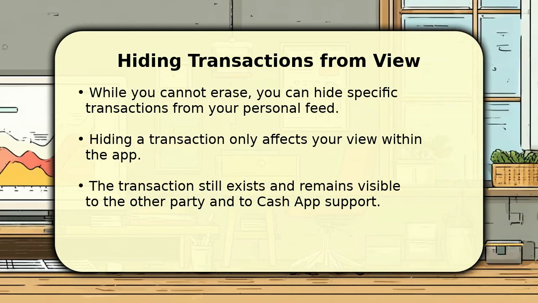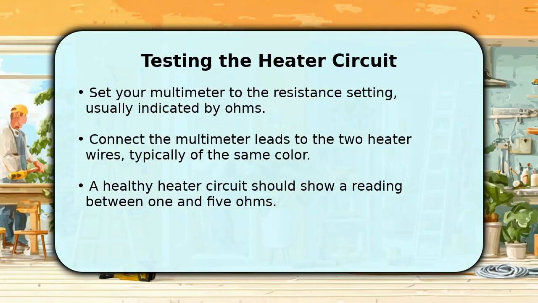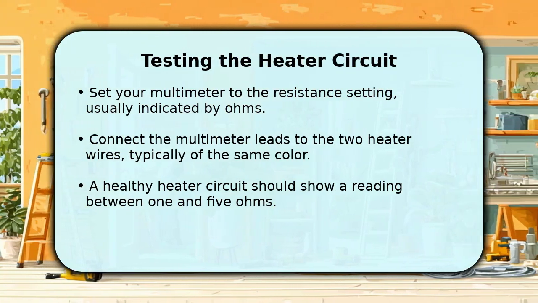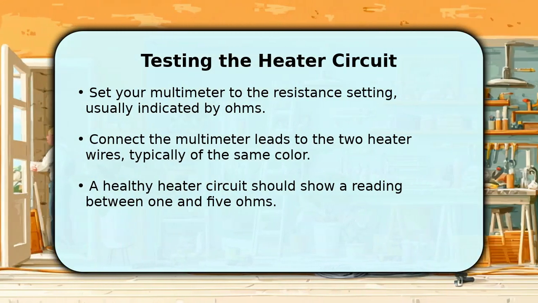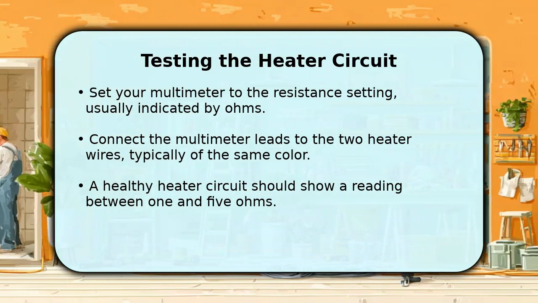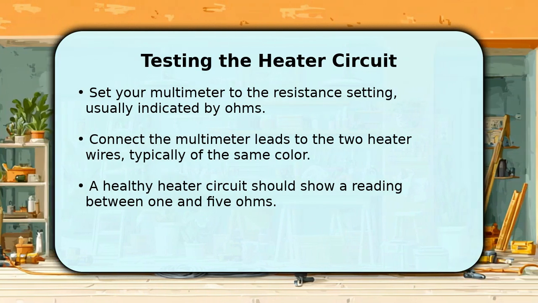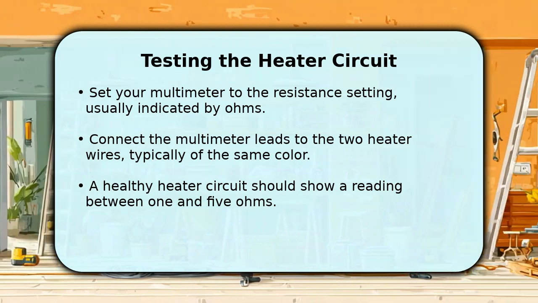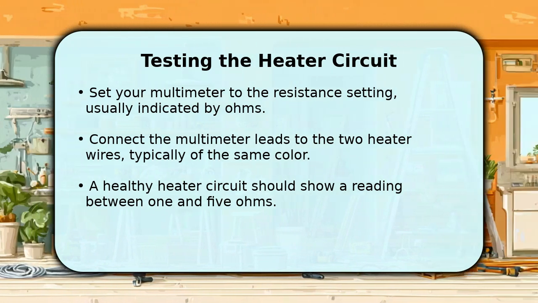Now, let's test the heater circuit within the O2 sensor. Set your multimeter to the resistance setting, represented by the omega symbol. Connect the red and black leads to the two wires responsible for the heater element. These are usually the same color. A functioning heater circuit should display a reading between 1 and 5 ohms. An out-of-range or infinite reading indicates a bad heater.